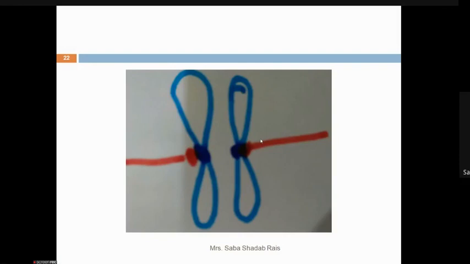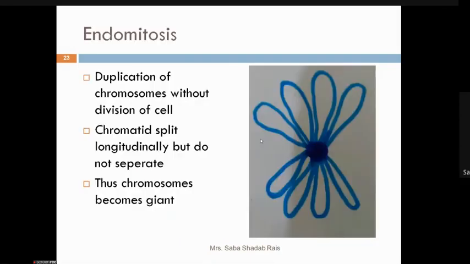So in anaphase what happens? Both the spindle fibers move in opposite directions towards the poles and take the chromosomes with them. So this is the normal mitosis process. But what happens in endomitosis? Endomitosis is not like mitosis in that the chromosome will keep on replicating, but cell division will not occur.